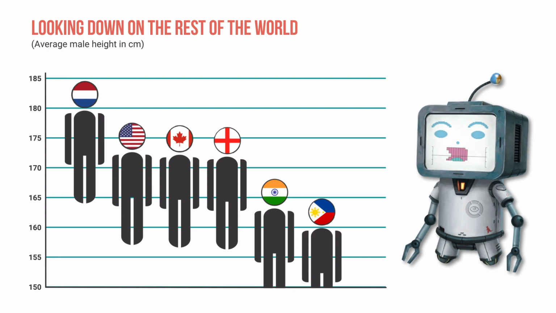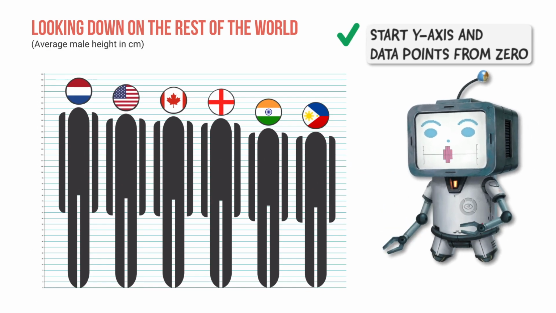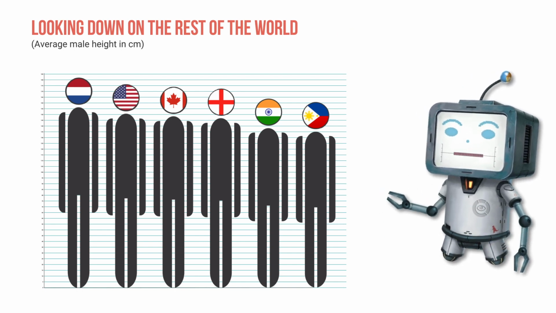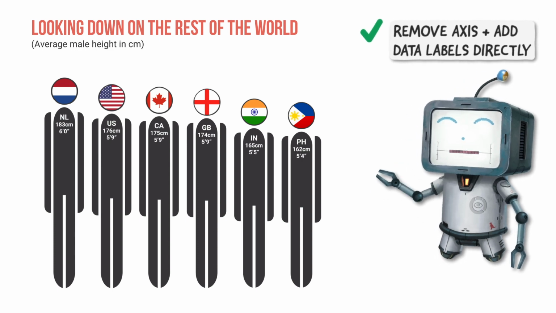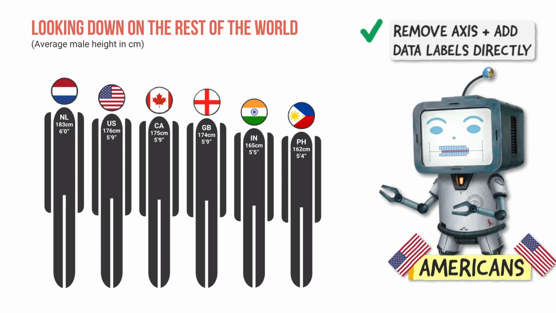Then let's tackle the biggest issue and make the y-axis go all the way to 0 and adjust for country data points so they reach the bottom. And as we only have 6 data points, we can scrap the axis altogether and directly label them to reduce the visual clutter further. We can add the imperial values to appeal to a wider audience.